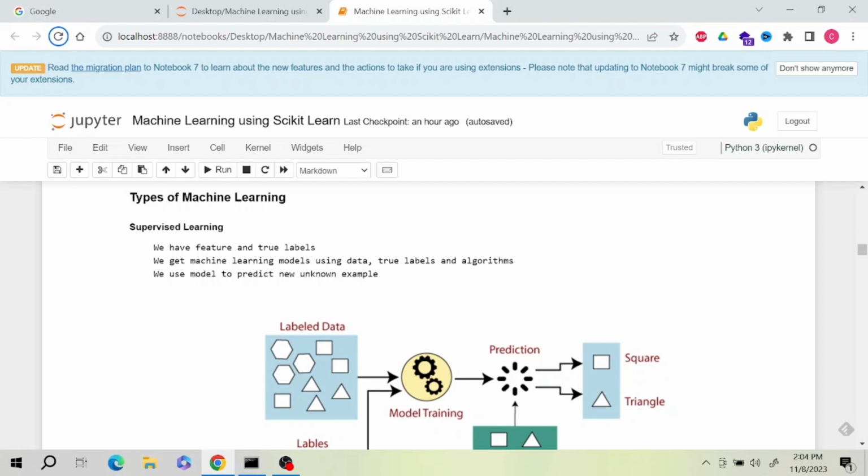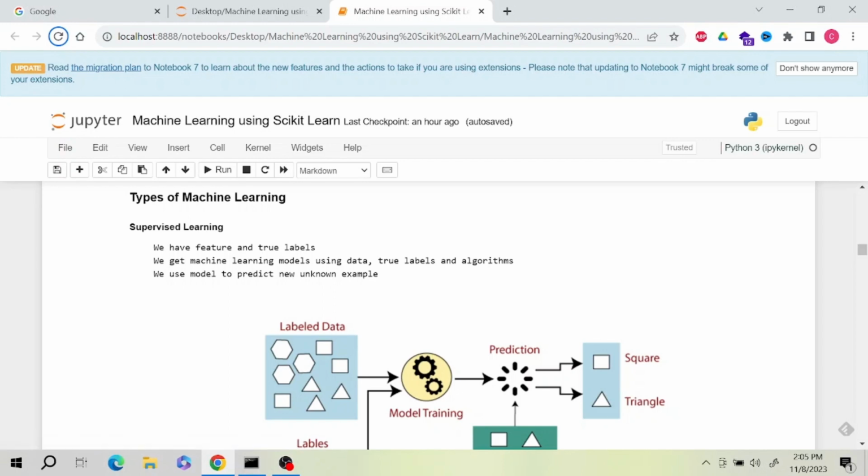So at high level, there are three types of machine learning algorithms. One is supervised, other is unsupervised, and third is reinforcement. So let's understand one by one. First, let's talk about supervised learning. In supervised learning, we provide the data as well as true labels.